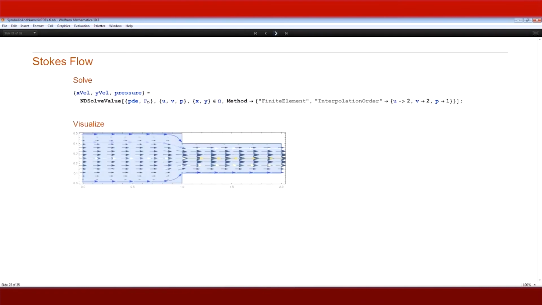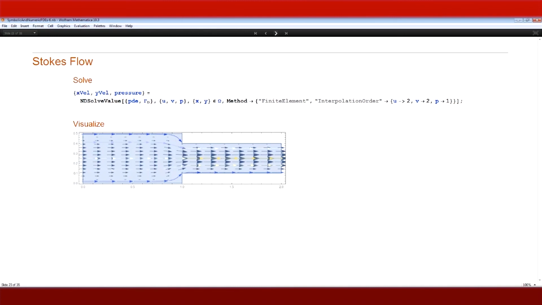To solve this, we call NDSolveValue with the specified PDE and the boundary conditions. U, V, and P are the dependent variables, and NDSolveValue will return 3 interpolating functions. X and Y are part of omega, the region we just specified.